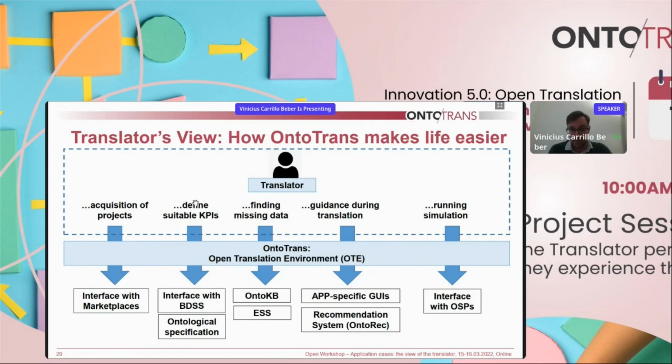Then there is this very important step: define suitable KPIs. OntoTrans has an interface with business decision support systems. There is also ontological specification. Then finding missing data: OntoTrans provides OntoKB and the exploratory search system. Again, guidance during translation. Then OntoTrans has app-specific GUIs. There's also the recommendation system. And also a very important step is running the simulation itself, which is provided by the interface with open simulation platforms.